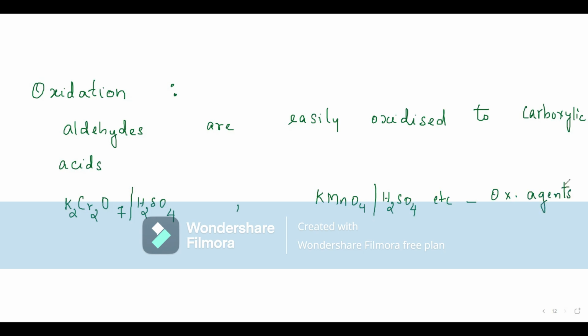Oxidizing agents are those substances which provide us with nascent oxygen. That nascent oxygen is used to convert our RCHO to RCOOH. RCHO is converted to RCOOH.